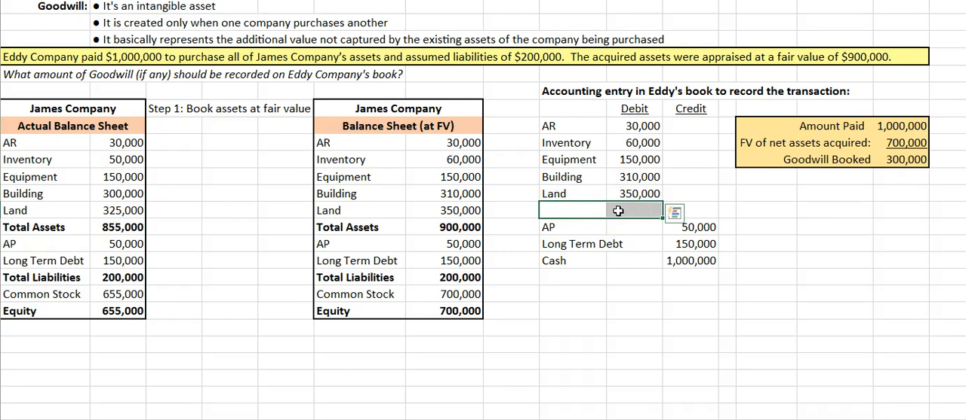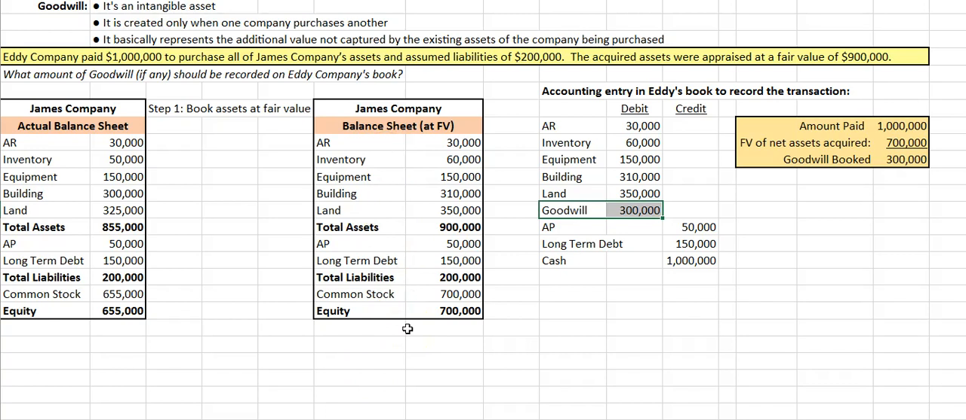So the plug basically is the goodwill. It's the amount that was not identified in James' balance sheet. So we put goodwill $300,000. Okay, and now both sides balance. You have $1.2 million on the debit side, $1.2 million on the credit side, and the plug is goodwill. Goodwill represents some sort of value that Eddy Company saw in James Company that it could not identify based on the assets that it had here.